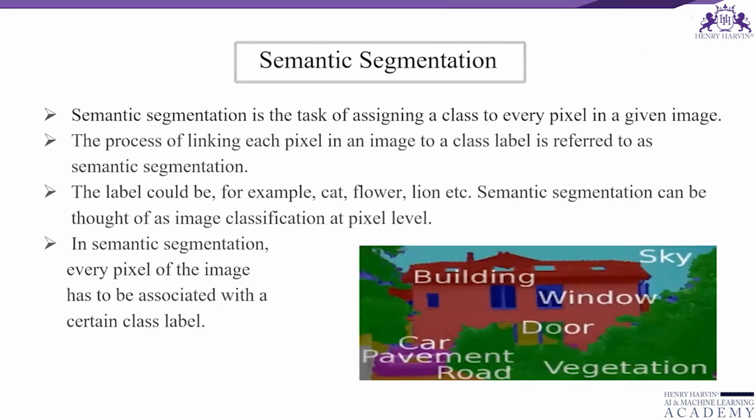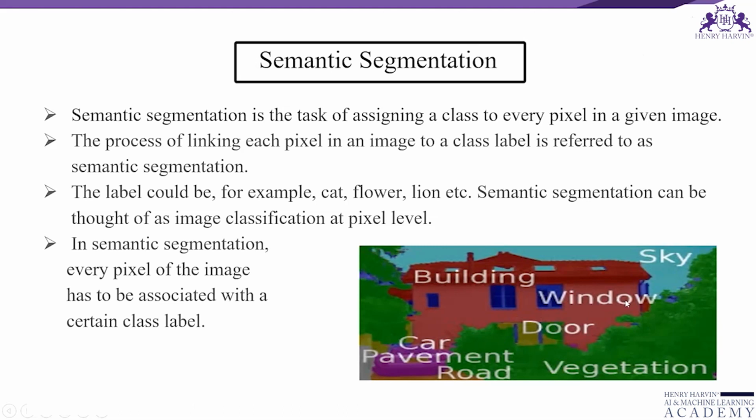Now let us look into this picture. What do you observe in this picture? You can see a building. There are some windows. There is a door over here. And there is a car, pavement road, vegetation. Can you see all this? See, there are multiple windows, but you could see that only one window, right?